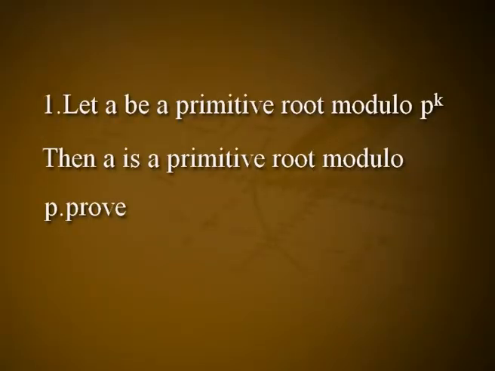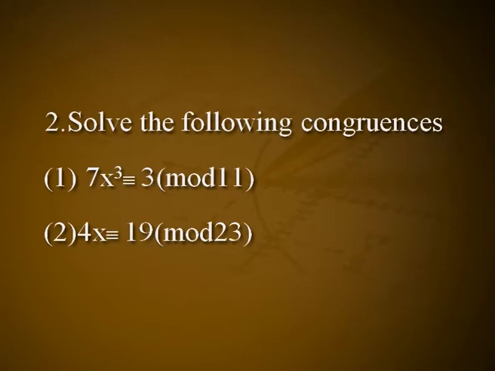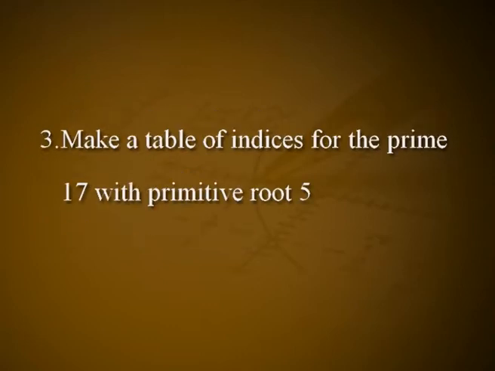Question 1: Let a be a primitive root modulo p raised to k. Then a is a primitive root modulo p. Prove. Question 2: Solve the following congruences: 7x congruent to 3 mod 11, 4x congruent to 19 mod 23. Question 3: Make a table of indices for the prime 17 with the primitive root 5.